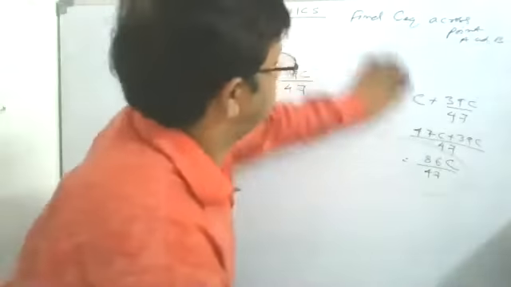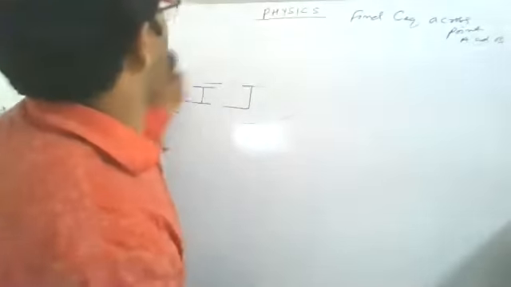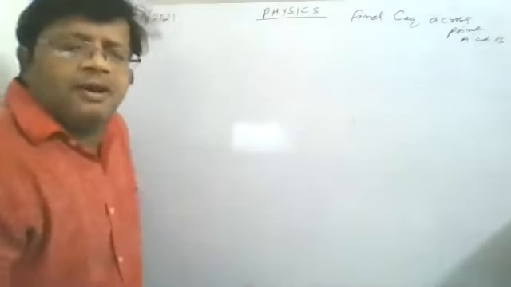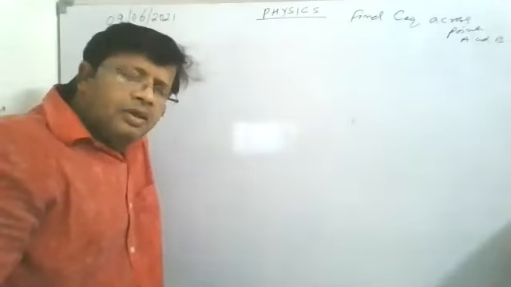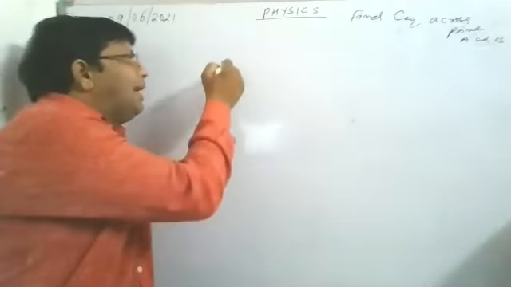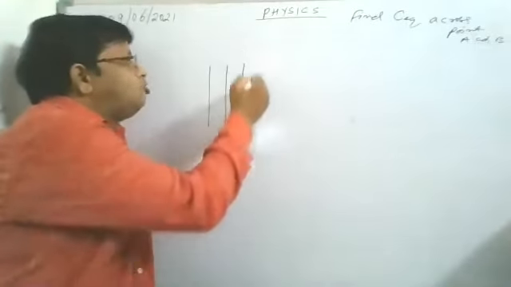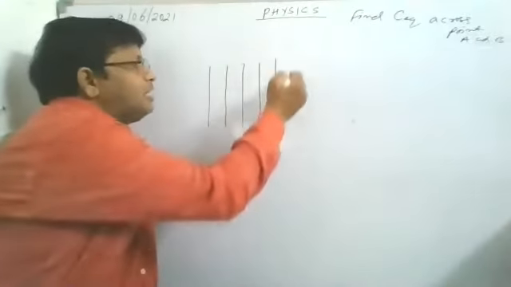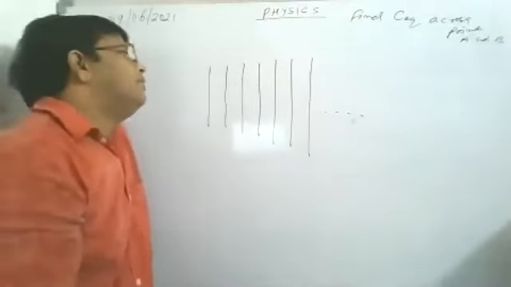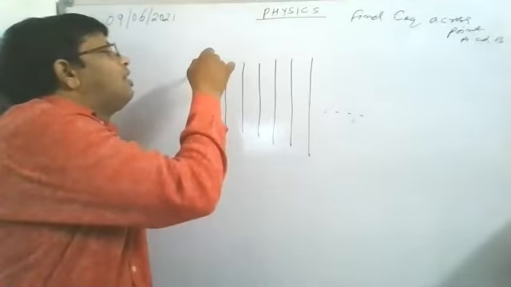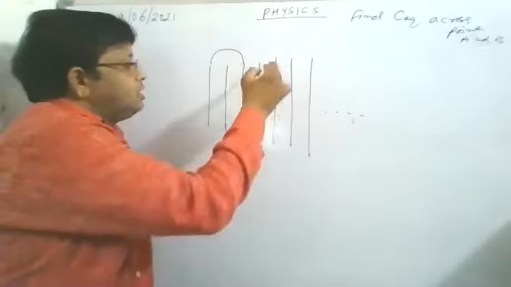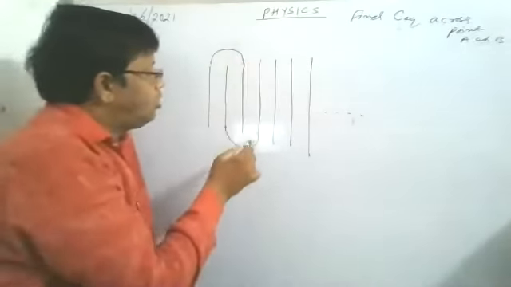Now let us see. We will solve some of the problems. See here, beta. Last year, in the JEE Mains exam, one question was there. There are n number of parallel plates. They are connected alternately to each other. This is connected to this, this is connected to this. How are they connected?